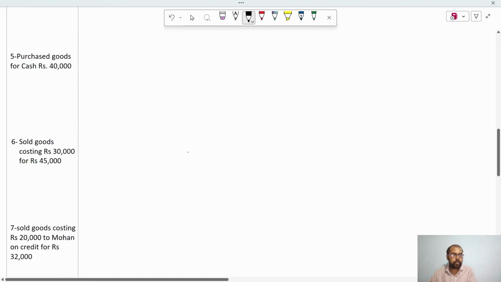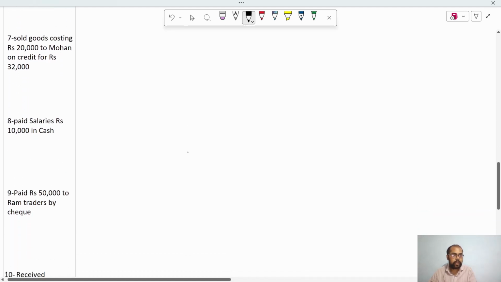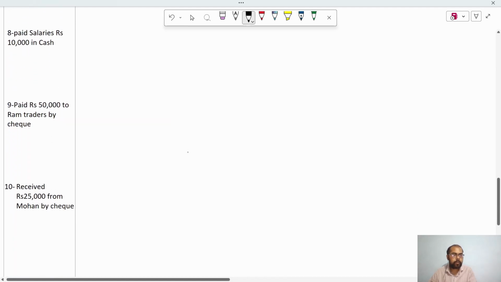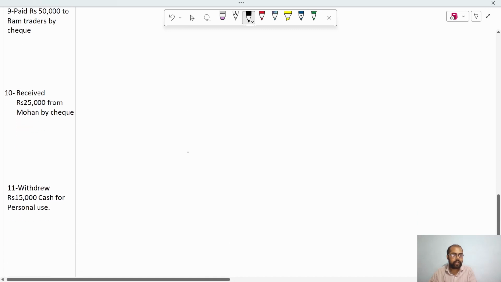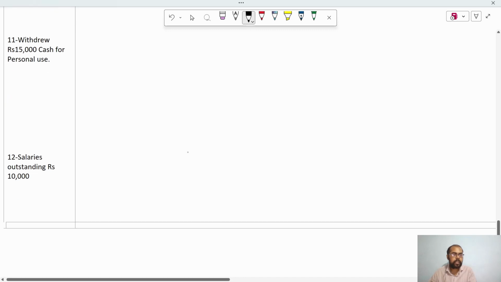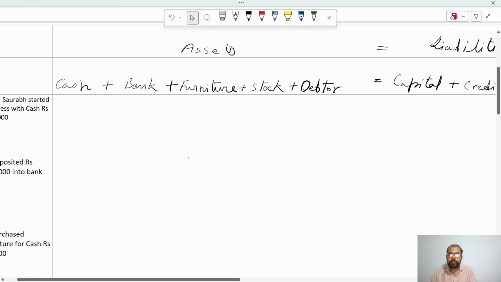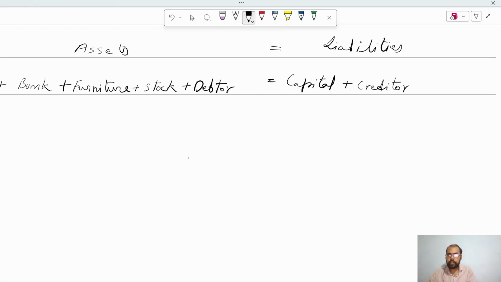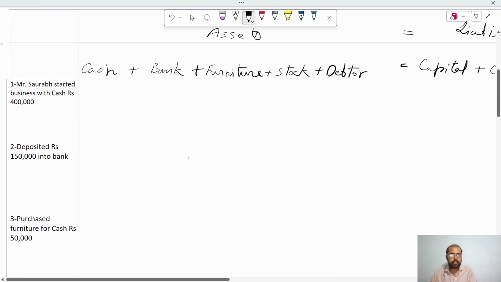Purchased goods for cash, no new liability. Sold goods, no new liability. Paid salaries, paid rupees 50,000 to Ram Traders, received 25,000 from Mohan by check, no new liability. Salaries outstanding 10,000. So that is the new liability being created here. So let's write that down also, salaries outstanding. Now let's proceed with solving the question.